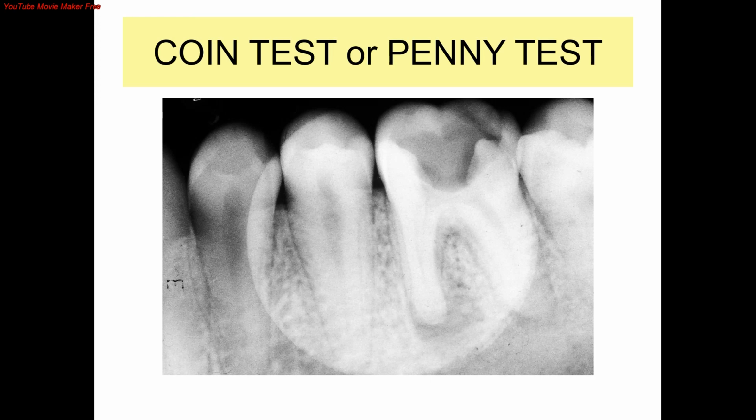Next is called a coin test or a penny test. Anyone can do a coin test in his darkroom to check for light leaks. In the darkroom, open an IOPA film and keep a coin over this film. Keep it under safe light for the time needed to develop a full hanger.